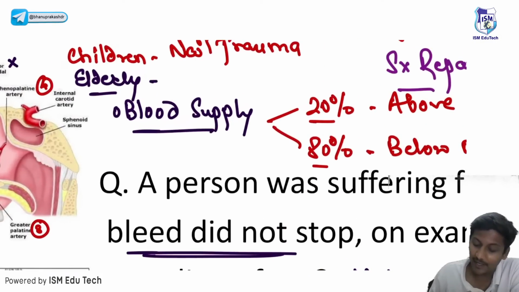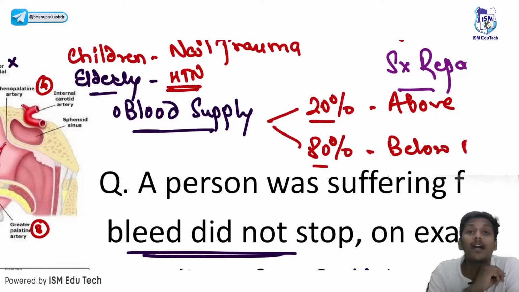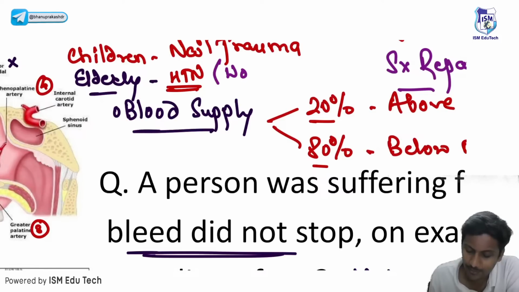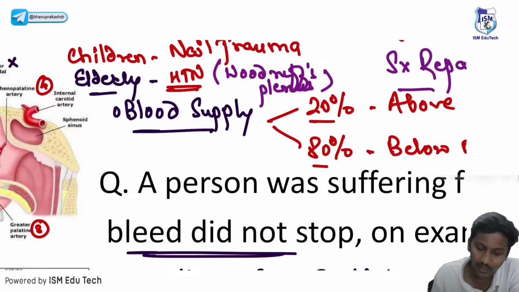Important is, in an elderly patient, what is the cause? In an elderly patient, the cause is uncontrolled hypertension. And very good. In an elderly patient, more likely there is a posterior epistaxis and there is bleeding from a plexus known as Woodruff's plexus. Woodruff's is not an arterial, it is a venous plexus. So that you need to remember.